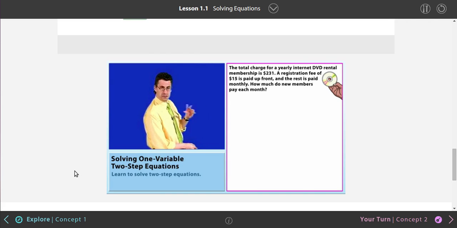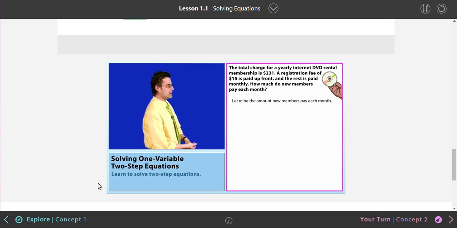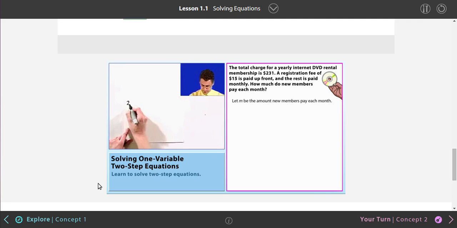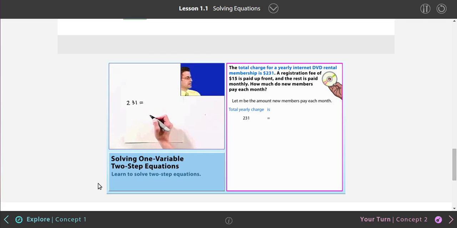All right, let's think through this. There are a lot of words here, and our mission is to convert the words to math. So we don't know how much they pay each month. Let's say we call that M for the amount of money we pay each month. Now, for a year, we pay $231. So that means that $231 is the total amount that we pay.